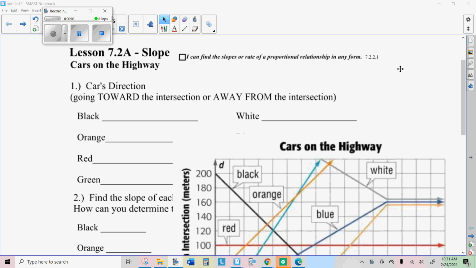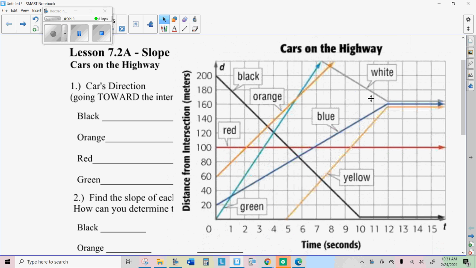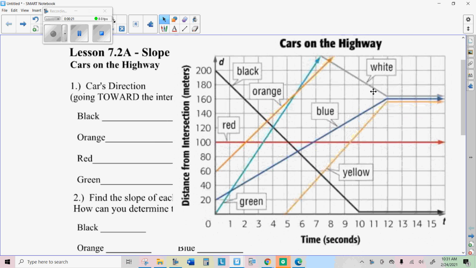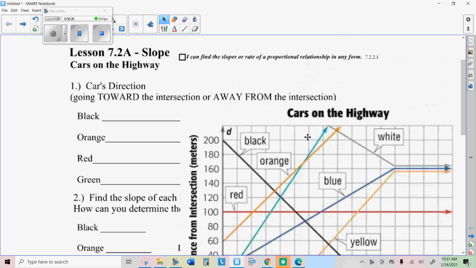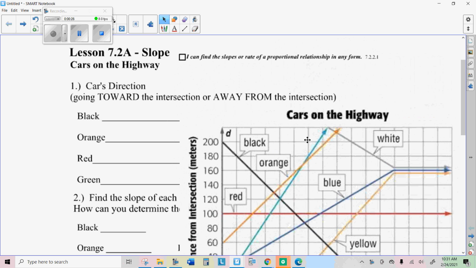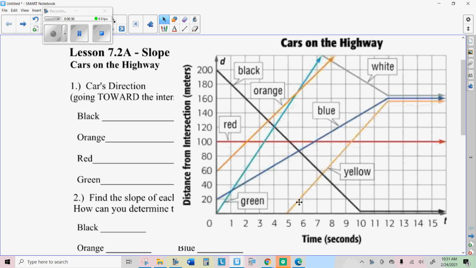Mr. Hermanson again. We're going to do lesson 7.2a, which we're going to concentrate on figuring out the slope. To help us do that, we're going to look at this graph. This is on your second page, but I'm going to have it handy here so we can answer this. We want to look at this picture, and this represents the distance from the intersection on the y-axis. We're going to call that the d-axis, and then how long it takes to get there.